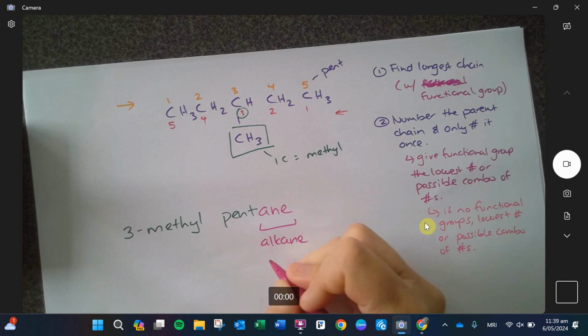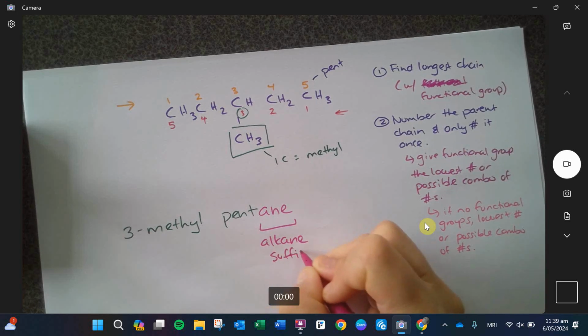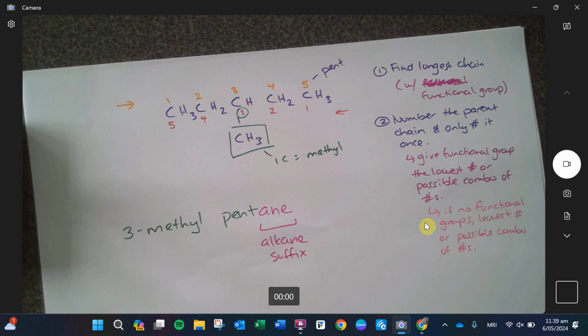So that is known as a suffix. Now these suffixes can change depending on the functional group we have. And I'll show you guys that later. I just want you guys to focus on the alkanes, because that's the base foundation. Are we good so far? Shall I keep going? Yes? All right, next example?